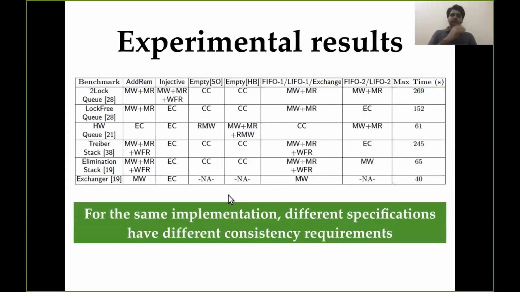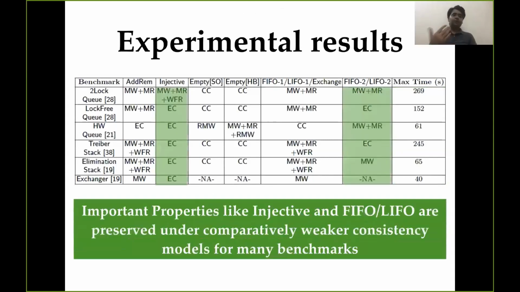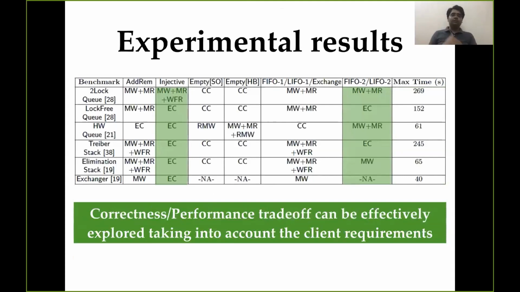The observation made regarding Treiber Stack continues to hold for other implementations, which is that different correctness specifications generally have different consistency requirements. We also find that important properties like injective and FIFO-LIFO are preserved under comparatively weaker consistency models for many benchmarks. So the main takeaway from our experiments was that since weaker consistency models correspond to better performance, the correctness performance trade-off in library implementations can be very effectively explored by taking into account the actual requirements of the client from the library implementation.